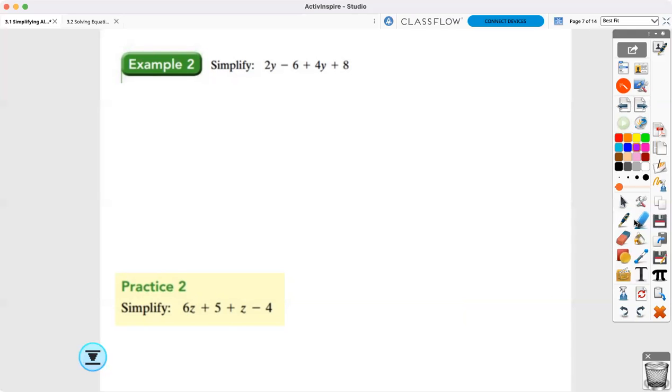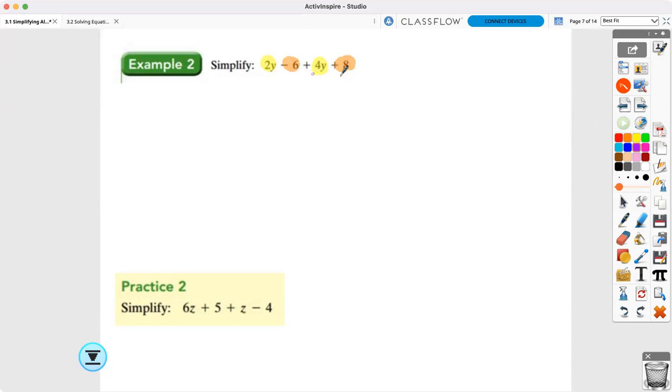If anyone wants to share and they're confident, please unmute yourself and tell me. The 2y and the 4y. And then 6 and 8. 6 and 8. Good, good, good, good.